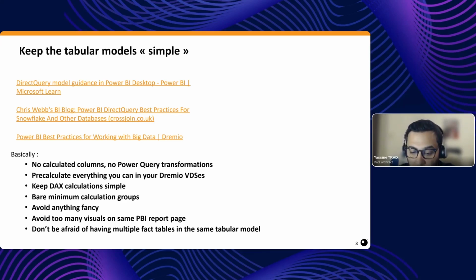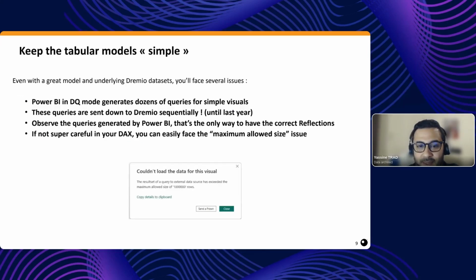That will give you better performance. So yeah, keep that simple. That's really, really important, because even with a great model and the right underlying Dremio and the right reflections, like you have done your work and you have reflections that answer queries in less than a second, let's say you are on a millisecond scale and you're super happy, even with a fact table with a billion rows, you say, okay, I've done what I can on the Dremio side. In direct query mode, you will still face some issues.